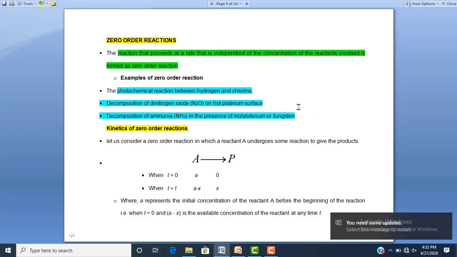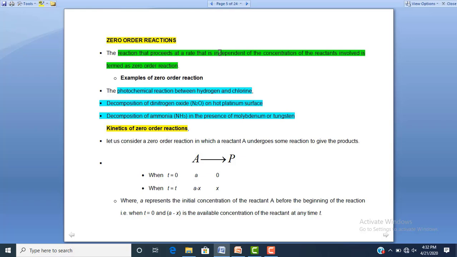So in simple words, you can say that zeroth order reactions are mostly light dependent reactions, because those reactions which are light dependent, which depend on light, they do not depend upon the concentration of reactants. So in general we can say that mostly zeroth order reactions are light dependent.